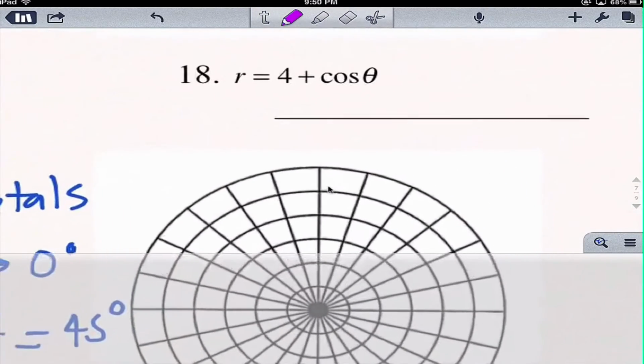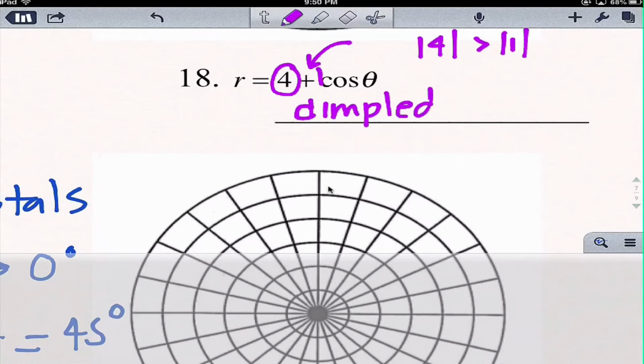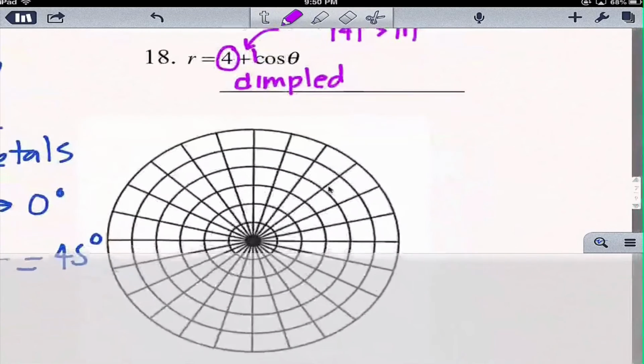Okay, number 18. The big difference with 18 is that I have this plus sign. That tells me right away this is a limaçon. We had 3 different types of limaçons. In this case, my a value is 4, my b value is 1. The absolute value of 4 is bigger than 1, so this became dimpled. Remember, if they were equal, it was a cardioid. If b was bigger than a, then it was an inner loop.